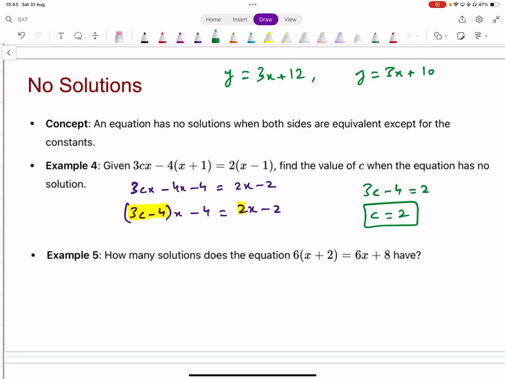What about example 5 now? How many solutions does the equation 6 into x plus 2 equals 6x plus 8 have? What do you think? This equation, how many solutions does it have? No solutions, right? 6x and 6x, they get cancelled and you get 12 equal to 8. That does not make sense. This is never true. So there are no solutions. You can say zero solutions. Okay?